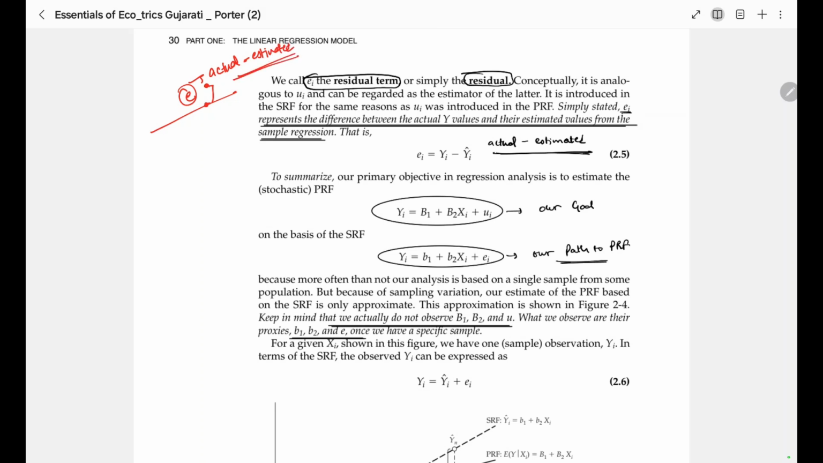Your actual value is yi and your estimated value is yi hat, that you are estimating. We estimated this as equal to b1 plus b2 xi, right? So this is your estimated value and your actual value is yi, that was the population value. So ei is actual value minus the estimated value. Okay, so this is the population regression function.